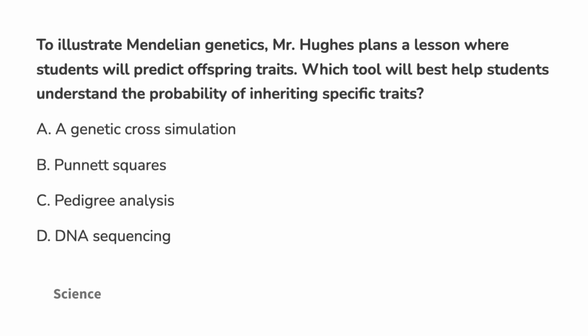Next, to illustrate Mendelian genetics, Mr. Hughes plans a lesson where students will predict offspring traits. Which tool will best help students understand the probability of inheriting specific traits? The correct solution here is option B, where these are effective visual tools for teaching genetic probability and understanding the combination of reproduction called Punnett squares.